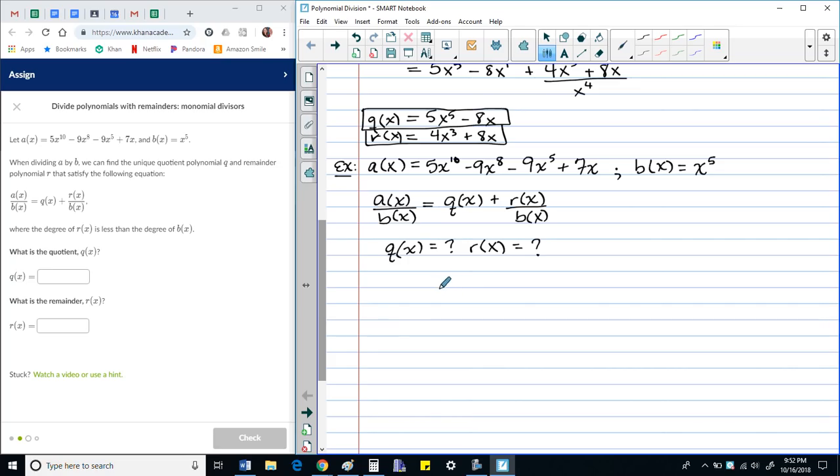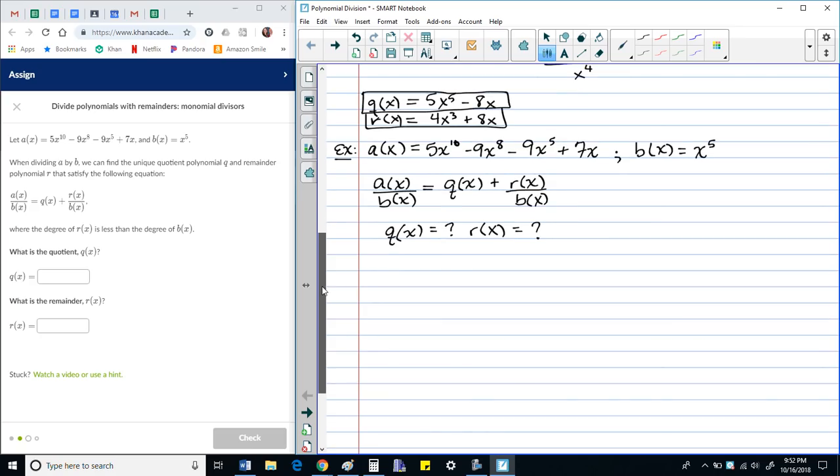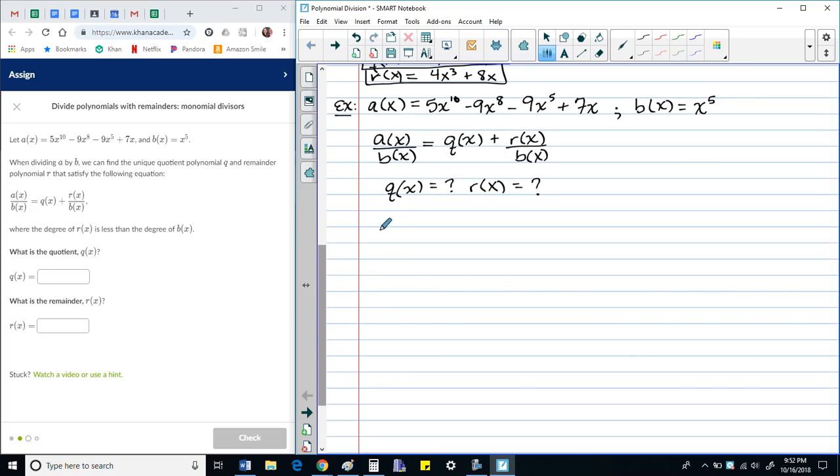So what do we want to do first? Well, it kind of gives it to you in the question. You want to write A over B. So first we're going to write 5x to the 10th minus 9x to the 8th minus 9x to the 5th plus 7x all over x to the 5th. Well, then that divides to each one of those.